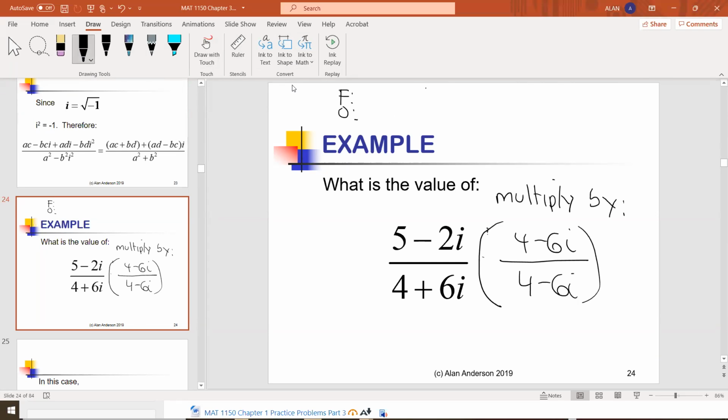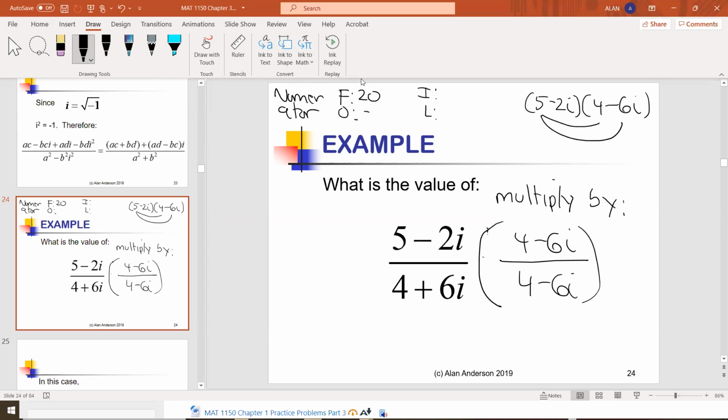now we're not that worried about the numerator, by the way. It can be anything. Okay, here we go. So for the numerator, F will be 20, O will be minus 30i, I will be minus 8i, and L is going to be 12i squared.